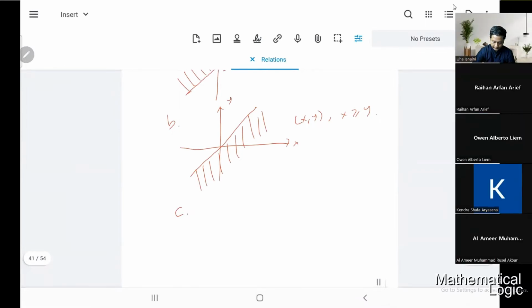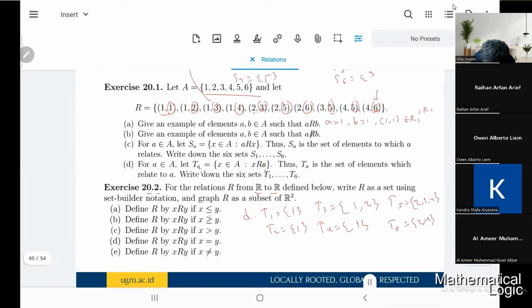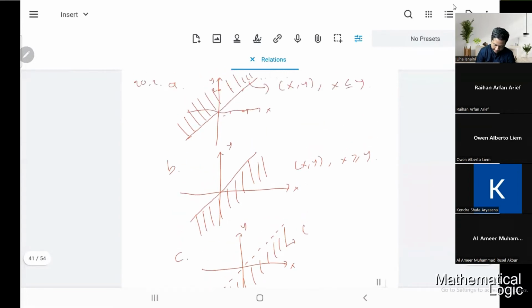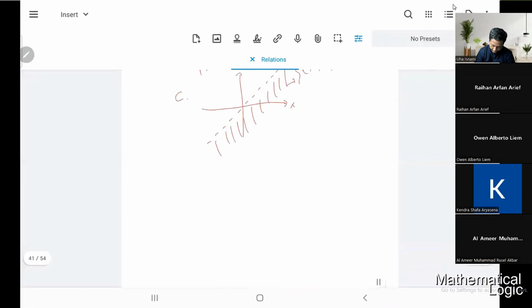So what we have, C, X greater than Y. How do we draw when we don't have equality? Usually if we do not want to include the line, we use a dashed line, and then everything below the dashed line. So this is the set of (X, Y) where X is greater than Y. So hopefully that's clear enough.